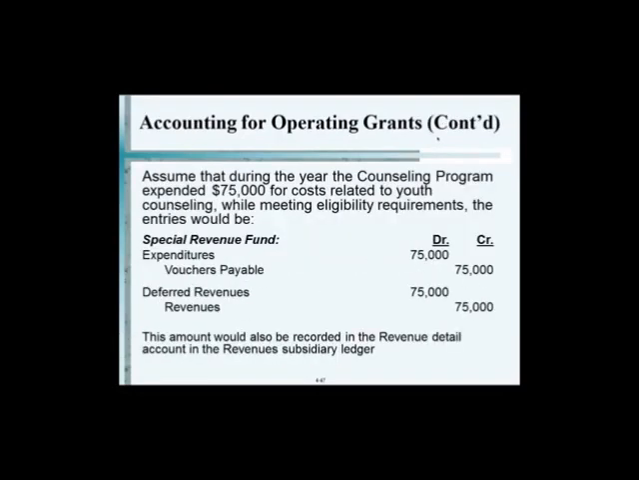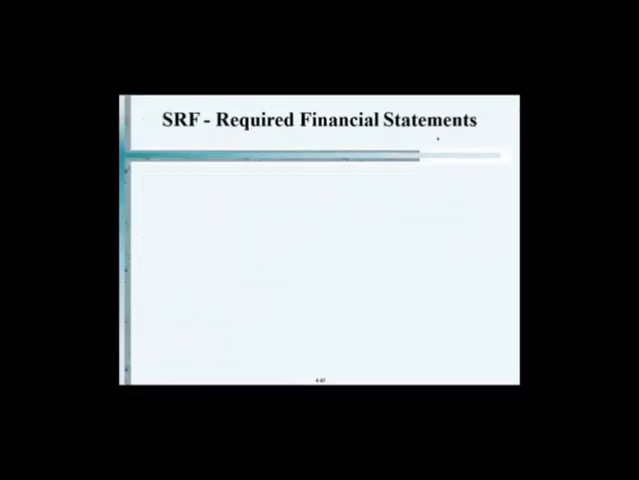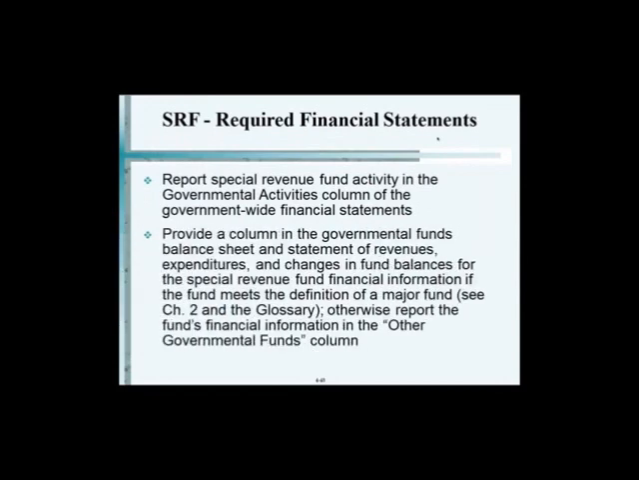And there's the example. They spend $75,000, but they also need to recognize the revenue. Do you see that? Two entries being made. One to recognize the expenditure and the other to recognize the revenue. Because deferred revenue shows up on the balance sheet. The statements are pretty much the same. You have the balance sheet, statement of revenues, expenditures, and changes in fund balance. And then, if the fund meets the definition of a major fund; if not, show it as other governmental funds.